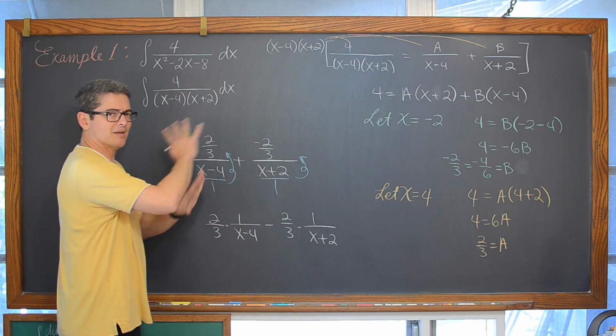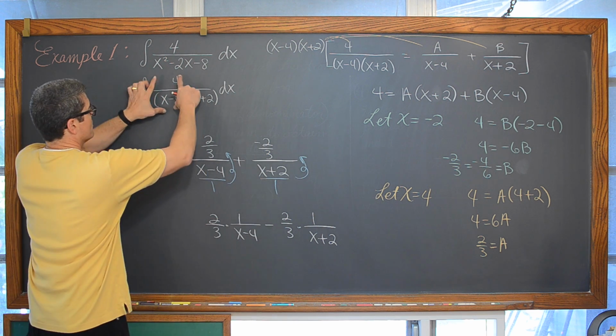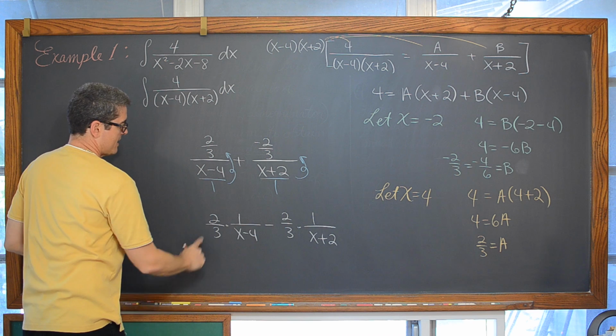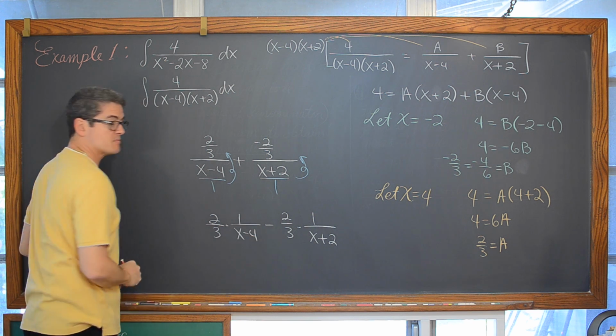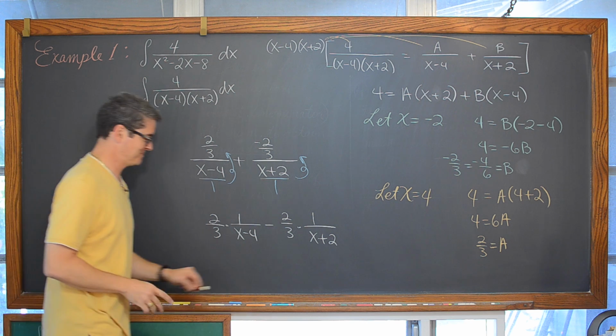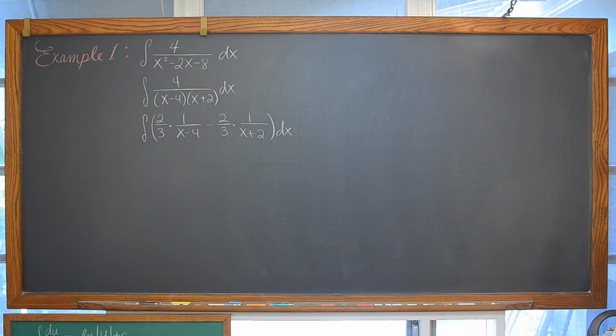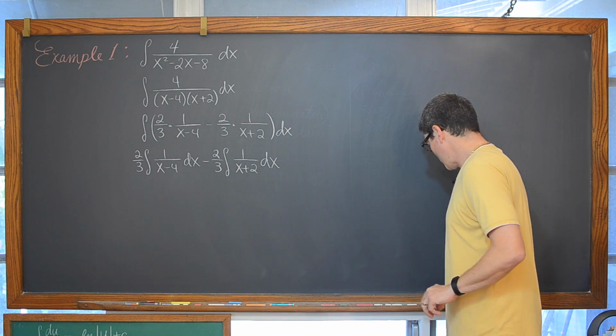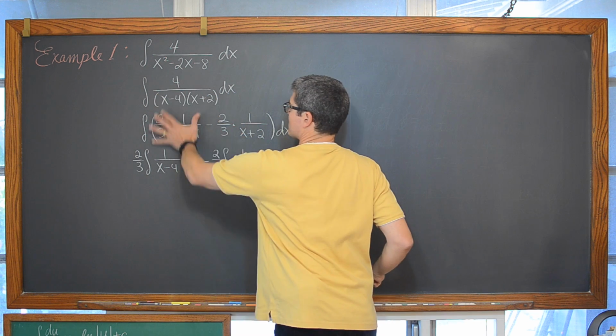So what I'm going to do is pause the video and clean all this up, and we're going to write this integrand now as 2/3 times 1 over x minus 4 minus 2/3 times 1 over x plus 2. Alrighty then. So we have decomposed our fraction.